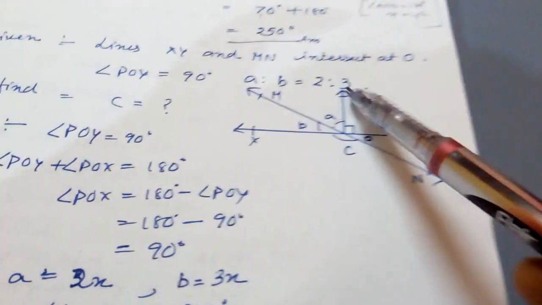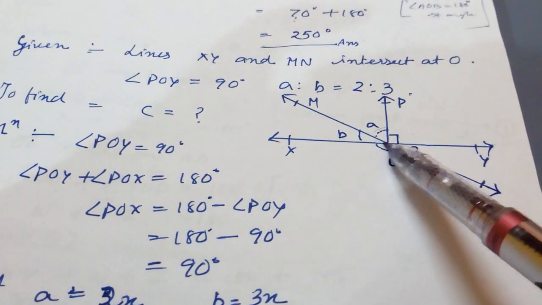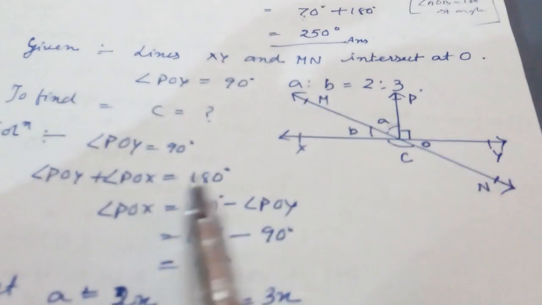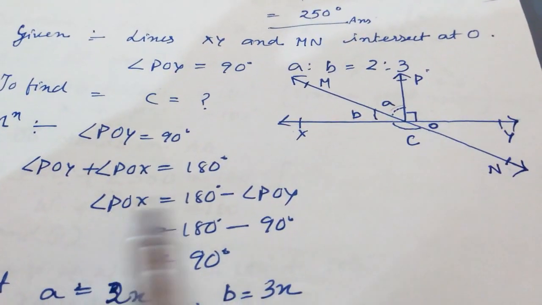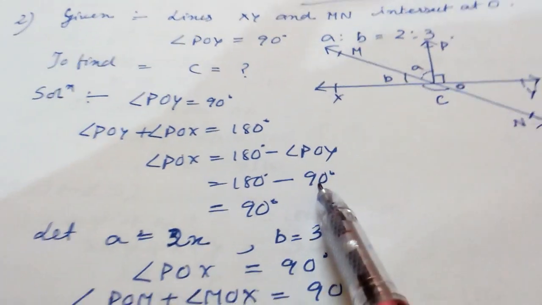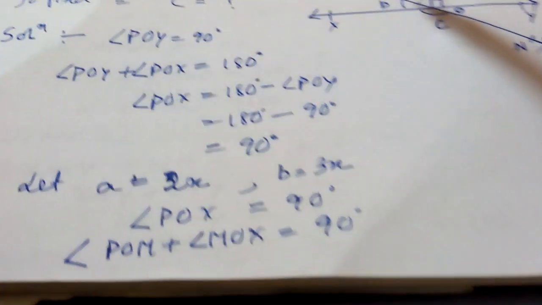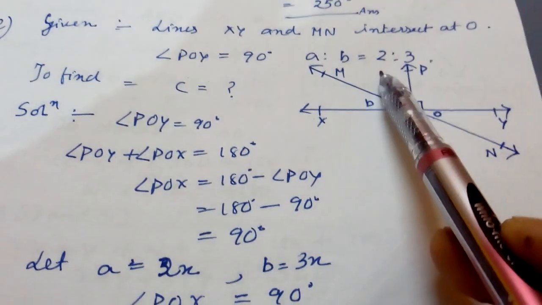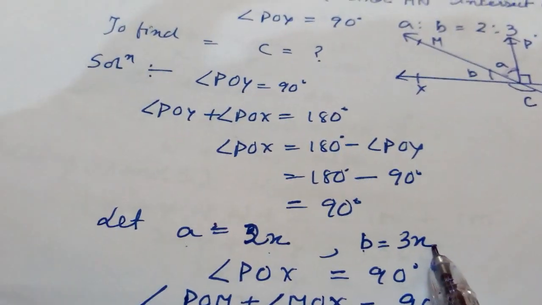Now POY is equal to 90 degrees. Therefore POY plus POX is equal to 180 degrees because XY is a straight line. They are a linear pair. So POX is equal to 180 minus POY. POY is equal to 90 degrees. Therefore we get that POX is equal to 90 degrees. Let a be the first angle. The ratio is given as 2 is to 3. So a is equal to 2x, b is equal to 3x.